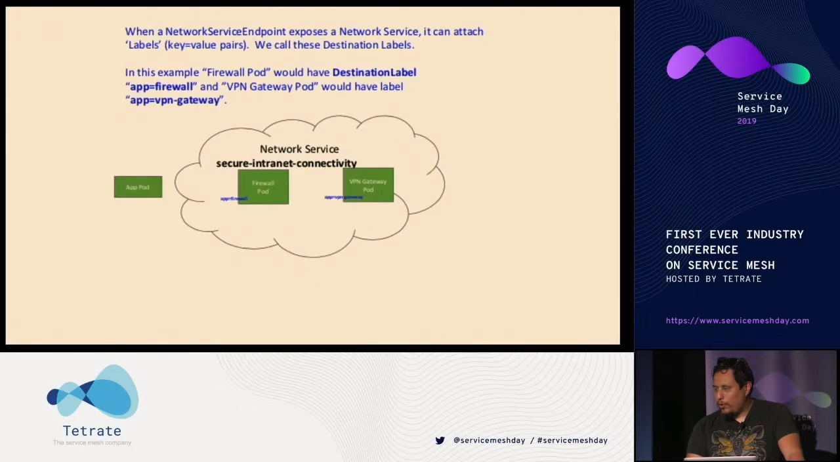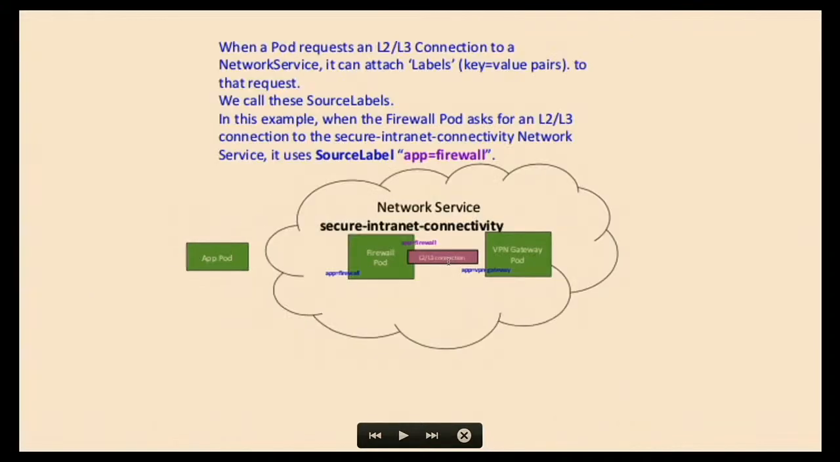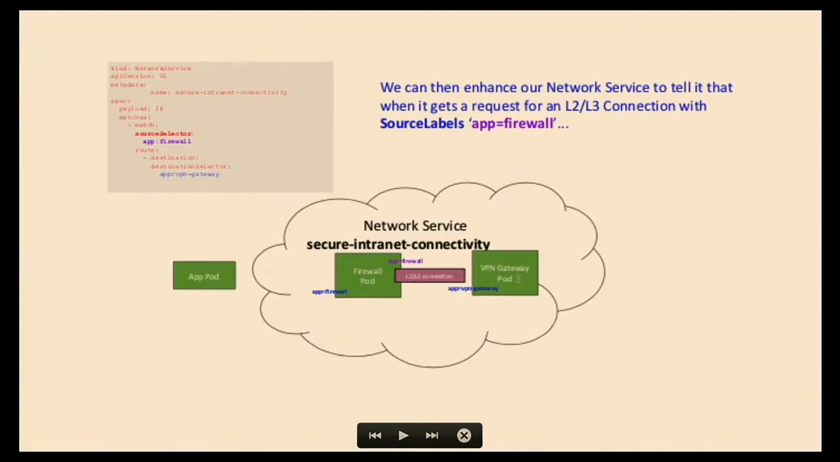So we also do the composition as well. Composition is how you actually get multiple endpoints working with each other. In this scenario, we have an endpoint with app equal firewall, and we have this one, app equal VPN gateway. And so what we do is when it connects, this is also a client. In addition to being an endpoint, it's also a client. So it says, I'm a firewall, I'm connecting to secure internet connectivity. And then that'll say, oh, well, I need to connect you to the VPN gateway pod.